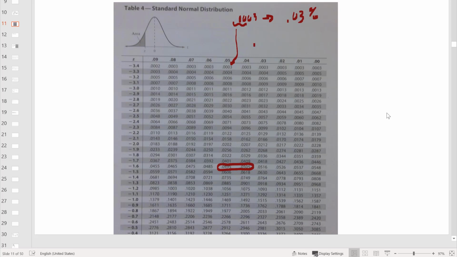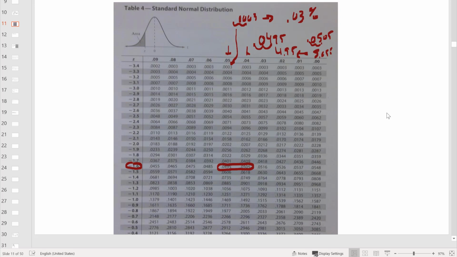0.0495 and 0.0505. So if we move the decimal point over, this would be 4.95%. This would be 5.05%. So notice they are exactly 0.05% off. Okay, so the z-score that determines this one. So this is negative 1.65, and this is negative 1.64. But notice they are exactly 0.05% off.